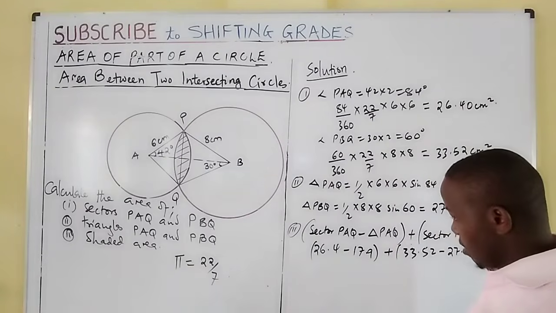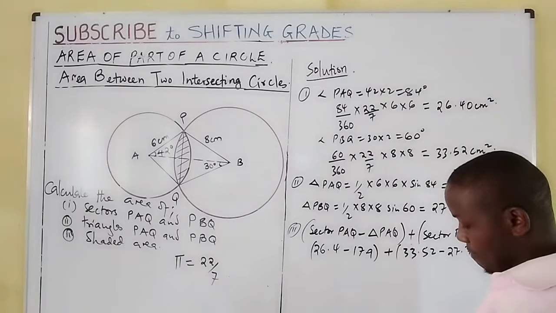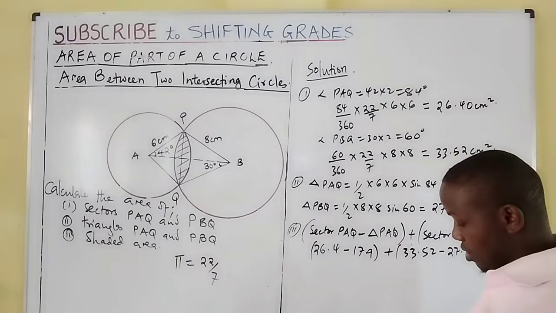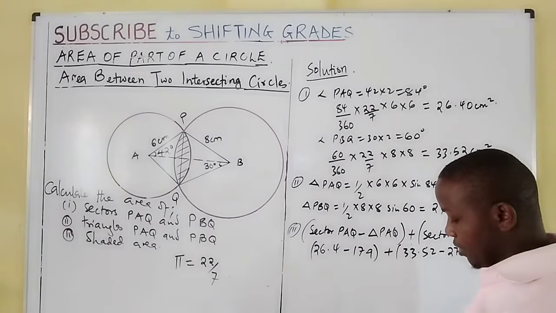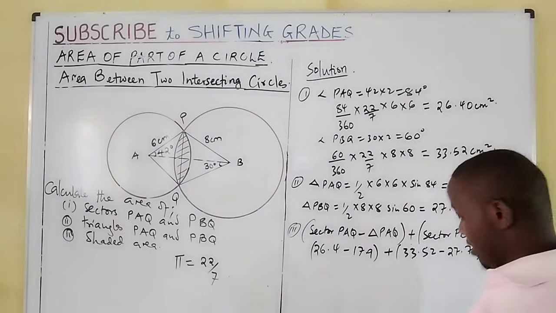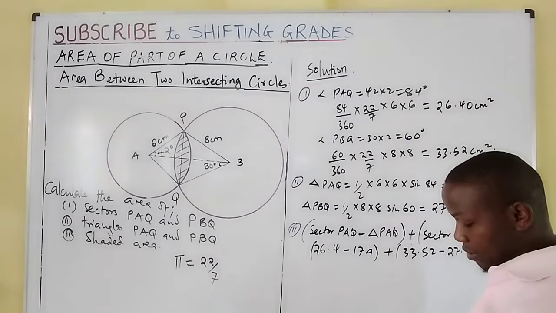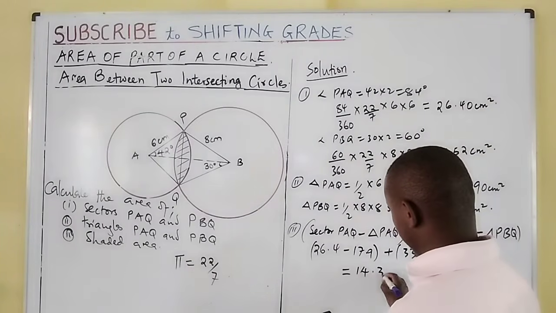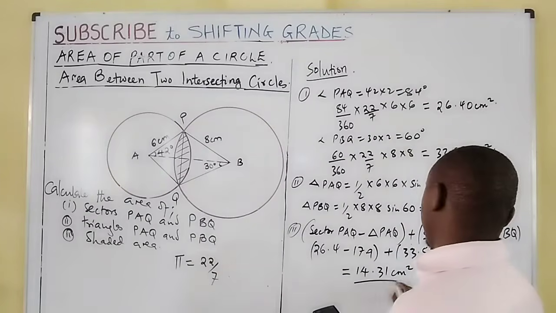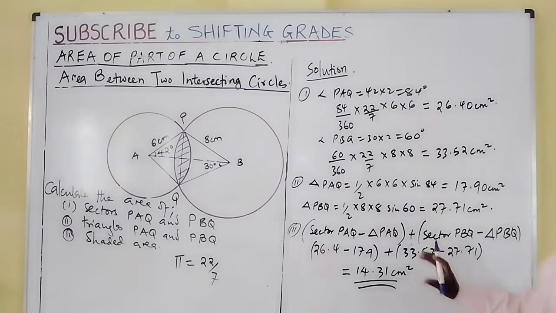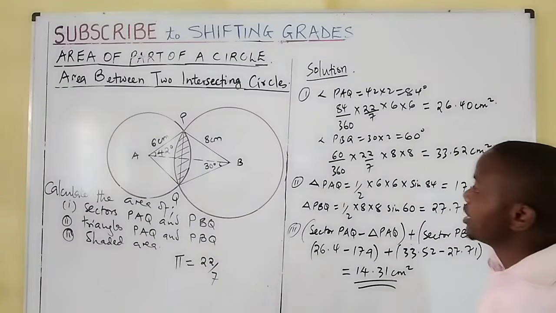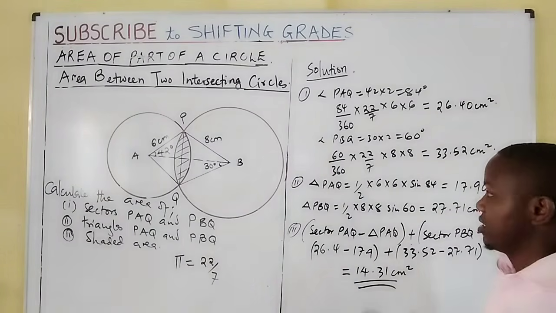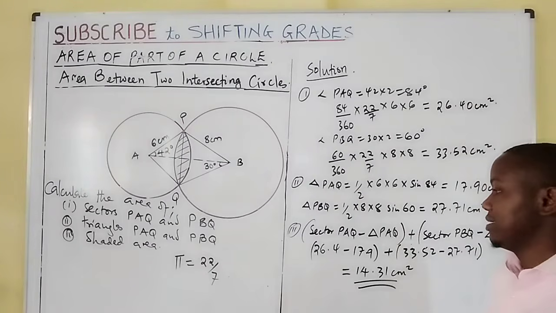Therefore, 26.4, and we subtract 17.9. Then we add 33.52 minus 27.71. This gives us 14.31 square centimeters. So that's how we get the area which is in between two intersecting circles. So that's how simple it is.